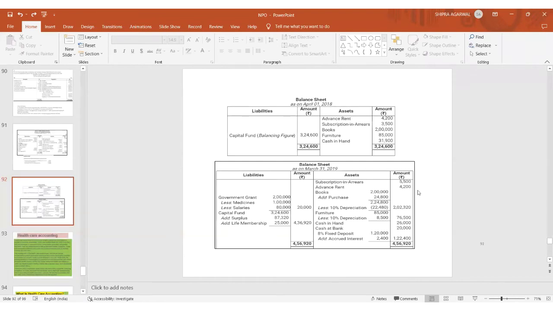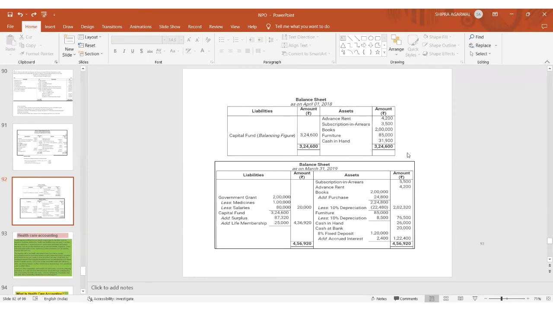Now I need to prepare my opening and the closing balance sheet. Now, why do I need to prepare the opening balance sheet? Because the capital fund figure is not given to me in the question. And to complete my closing balance sheet, I need the capital fund. Then only I can prepare the balance sheet. Right. So with respect to your opening balance sheet, advance rent, subscription in arrears at the starting of the year, books, furniture, and cash in hand is given to us.